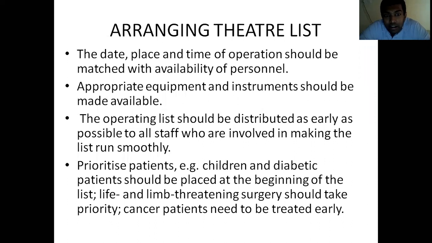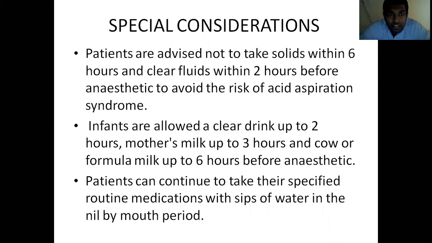How? Children and diabetics are operated on at the beginning of the list because they can't be kept nil by mouth for a long period of time. Life and limb threatening surgery takes priority, and cancer patients need to be treated early compared to your elective surgical cases. Now, what are the special considerations?